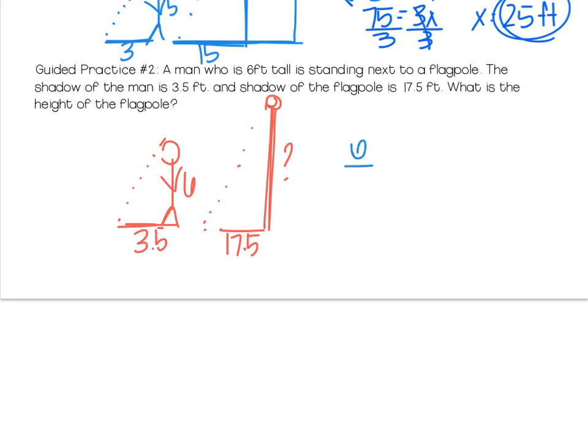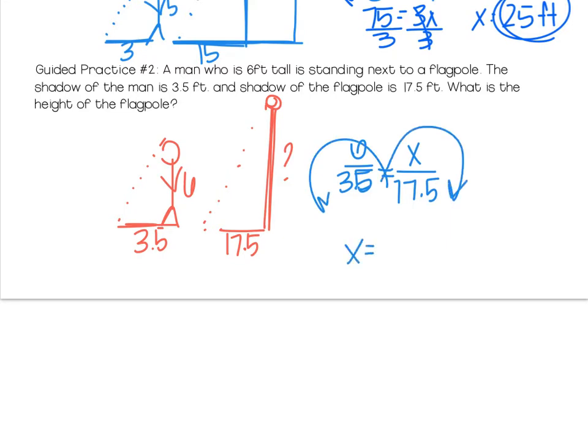Okay, so that's going to be 6 to 3.5 equals x to 17.5. Cross products are equal, and when you solve that proportion, you should get 30 feet. You have to show all of your work, not just what I have written. So do all of the work for that and then put the answer down.